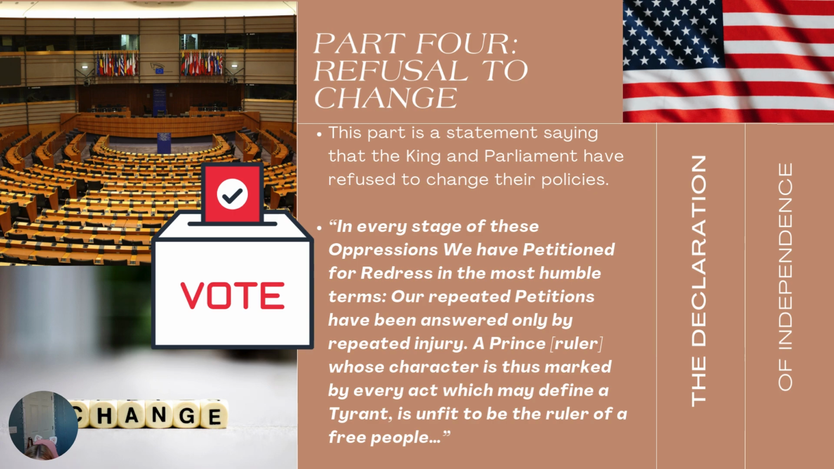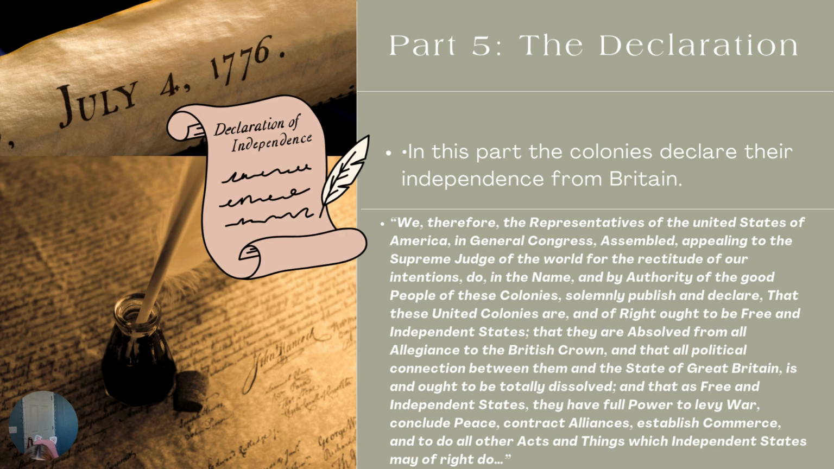A quote from this part is, "In every stage of these oppressions, we have petitioned for redress in the most humble terms. Our repeated petitions have been answered only by repeated injury. A prince whose character is thus marked by every act which may define a tyrant is unfit to be the ruler of a free people." So they're basically saying, we've tried to work with you. You won't. You're acting like a tyrant that is only hell-bent on getting their way. So you can no longer be our leader.